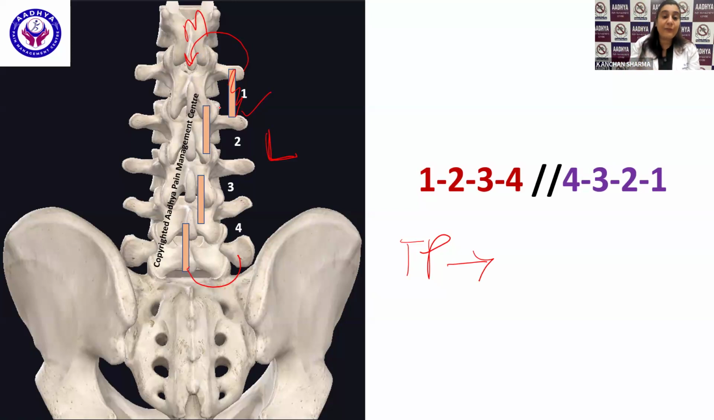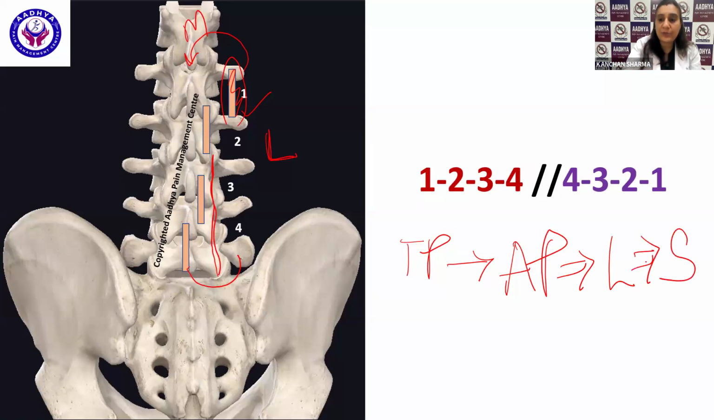So we are moving from the lateral to the medial side. From the lateral side, I have kept my probe over the transverse process. Then I will be moving my probe towards the midline. The second structure which I will be seeing will be the articular process. As you can see here, this is the articular pillar view, right? If I move further, I will be over the lamina. If I move further, I will come to the spinous process.